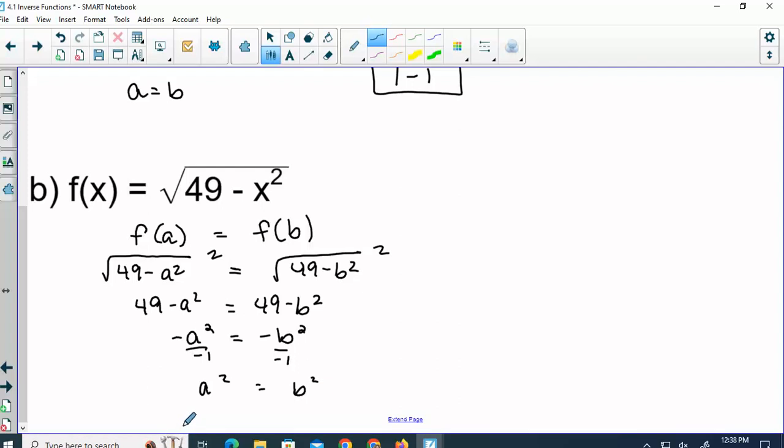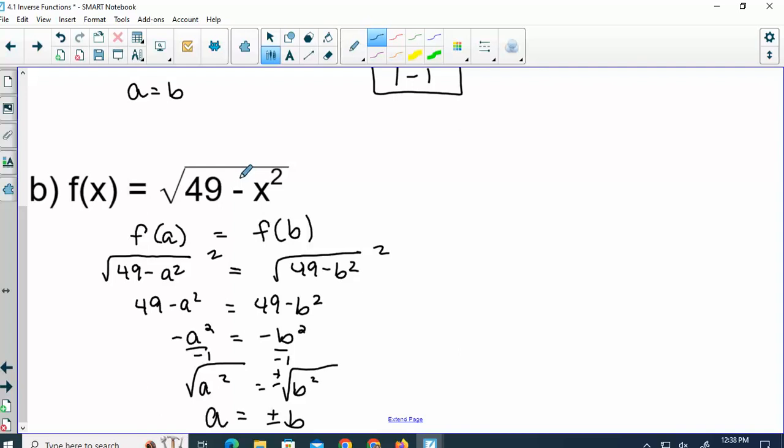To get rid of a square, and anytime you add a square root, you have to do plus or minus. So you get a equals plus or minus b. So that means if y is the same, it could be that a and b with the same x values, or it could be opposite. I could plug in a positive 7 and a negative 7 and get the same answer.